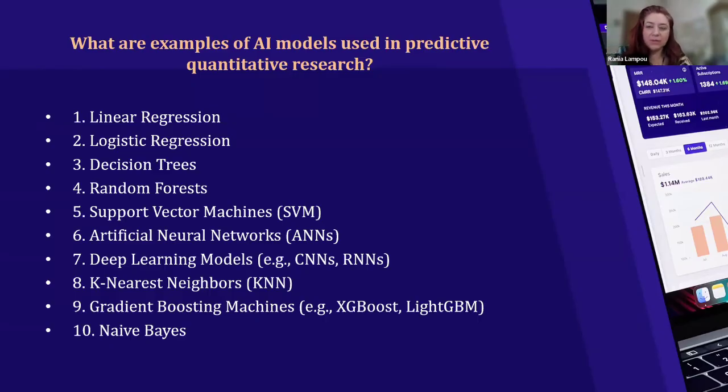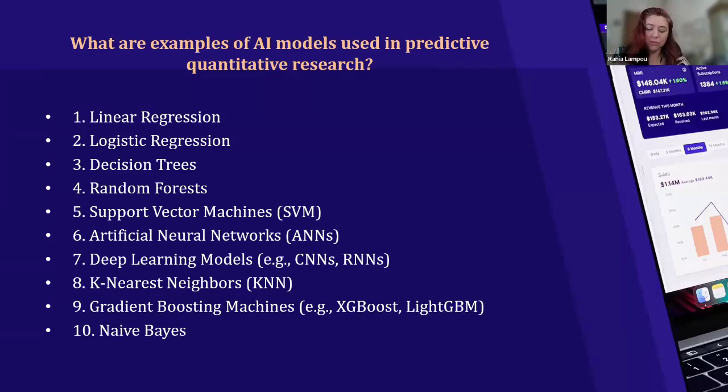Decision trees. What is the use here? The rule-based prediction for classification or regression. So we can predict, for example, a credit approval based on income, age, and credit history. The random forest uses an ensemble model that combines multiple decision trees to improve prediction accuracy. So, for example, we can predict employee attrition using workplace factors.